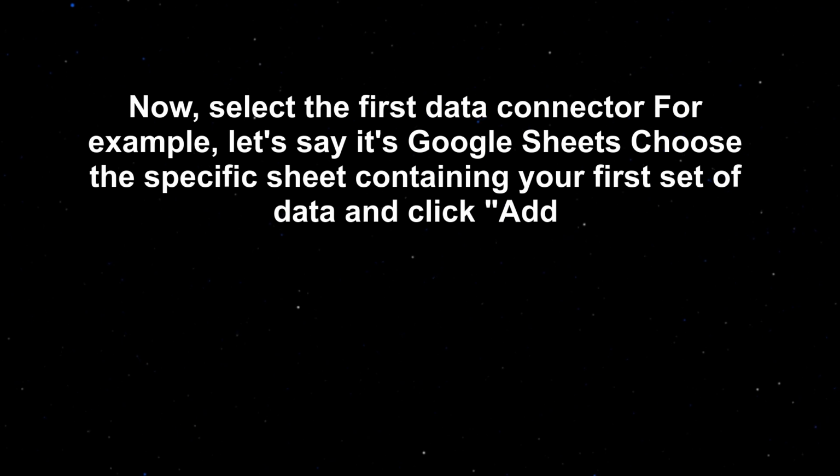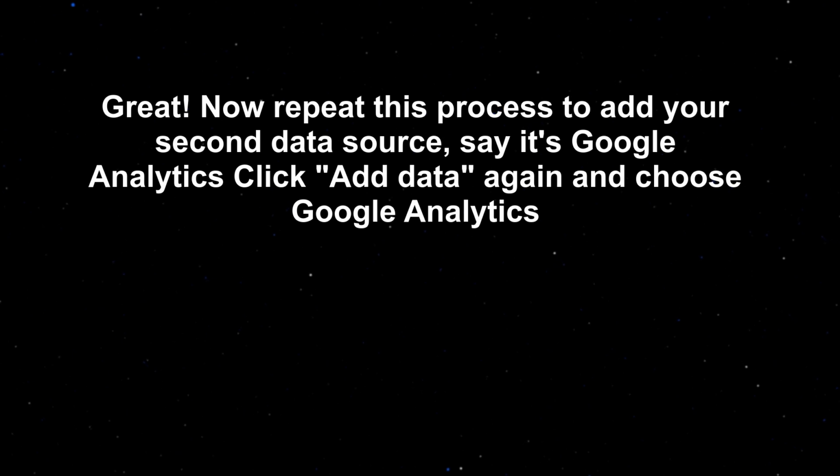Now, select the first data connector. For example, let's say it's Google Sheets. Choose the specific sheet containing your first set of data and click Add. Great. Now repeat this process to add your second data source. Say it's Google Analytics. Click Add Data again and choose Google Analytics.